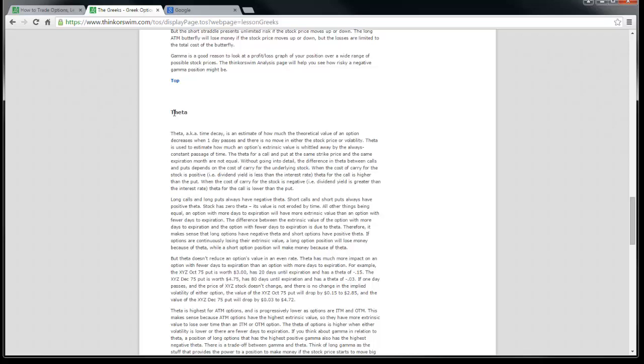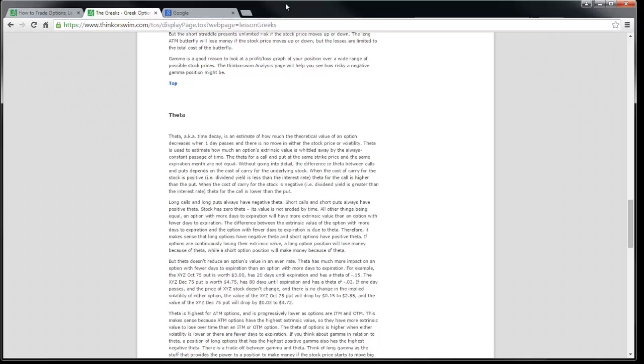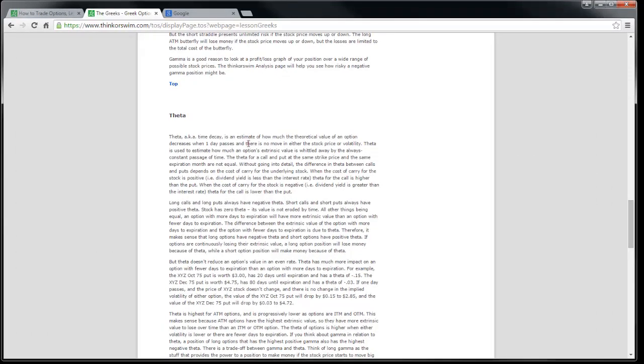When you get to that stage where you're constantly monitoring what your Greeks are telling you, then you will be able to understand and develop ways to make adjustments when your Greeks begin to get out of whack. So theta is just this time estimate of how much value there is in an option each one day.